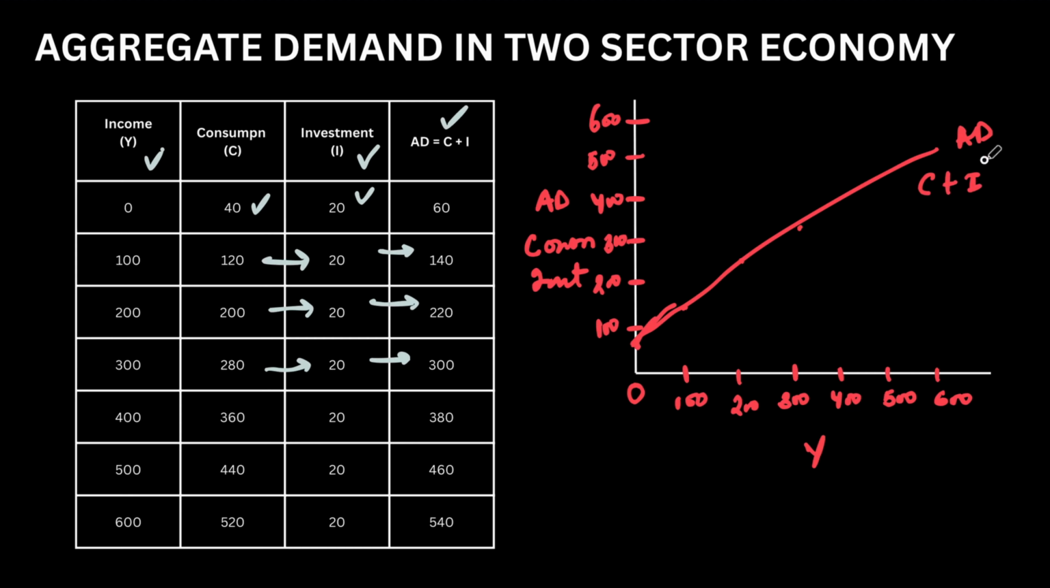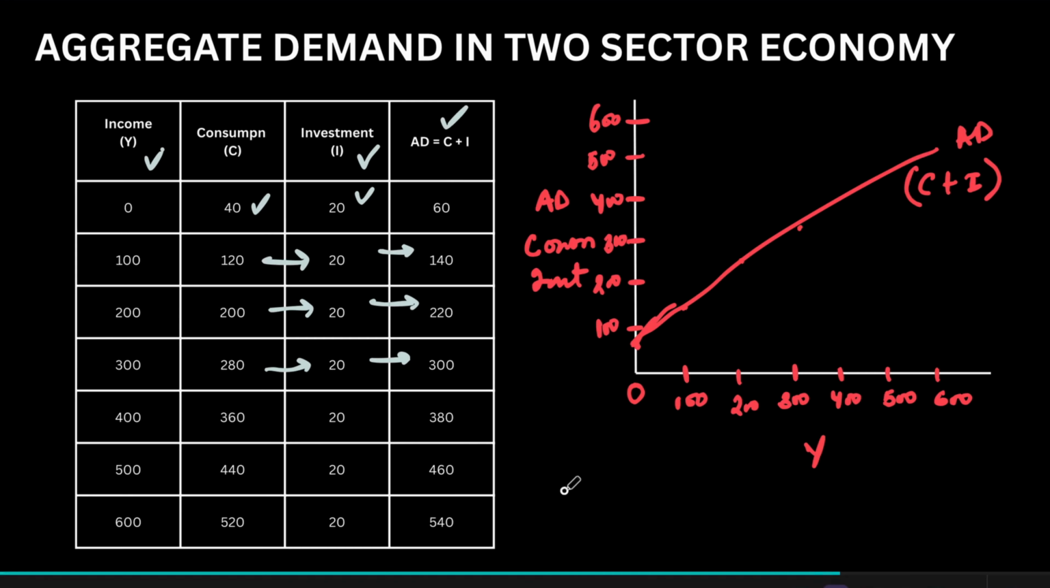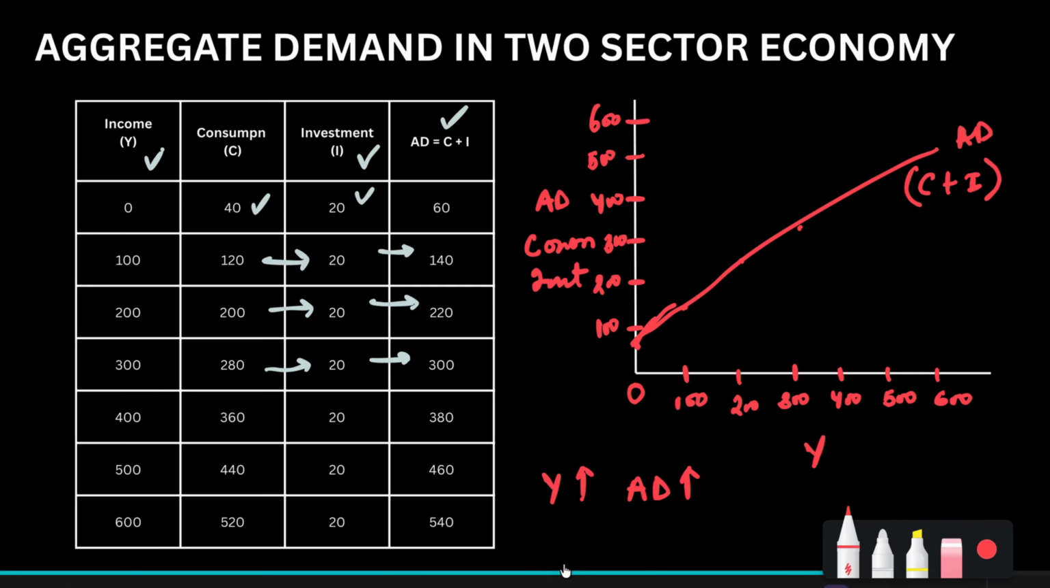The positive slope of aggregate demand represents the positive relationship between income and AD. When income increases, aggregate demand will also increase. When income decreases, aggregate demand will also decrease.